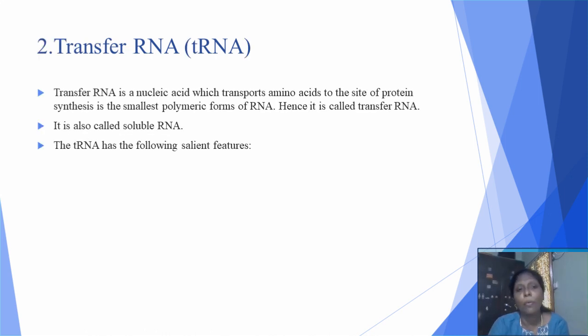Then we are going to see about the transfer RNA. This transfer RNA is nothing but the RNA which transports the amino acid to the site of protein synthesis. It is the smallest polymeric form of RNA. It is called transfer RNA. It is also called soluble RNA. The tRNA has the following salient features. We are going to see what features the tRNA has.